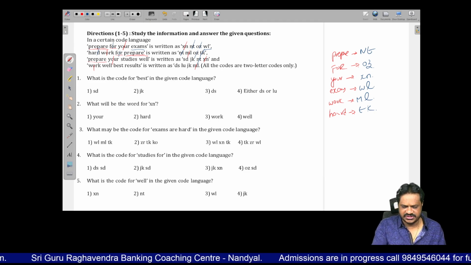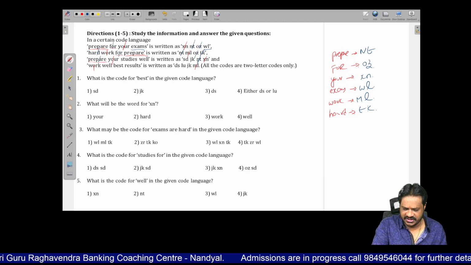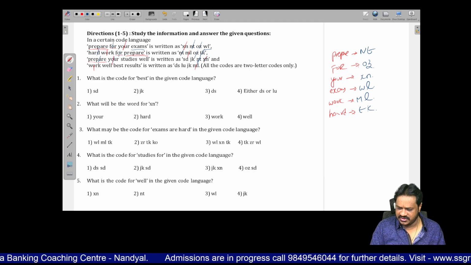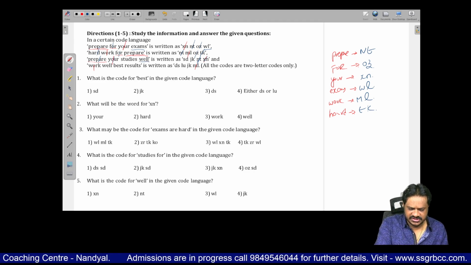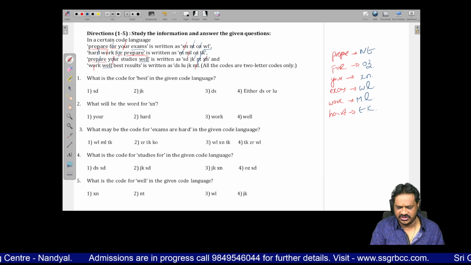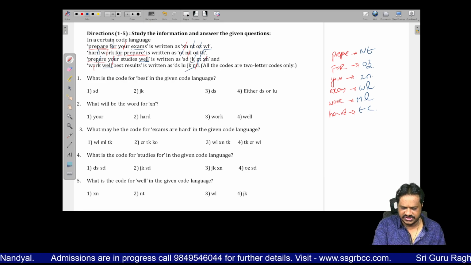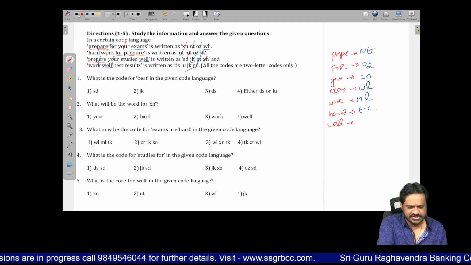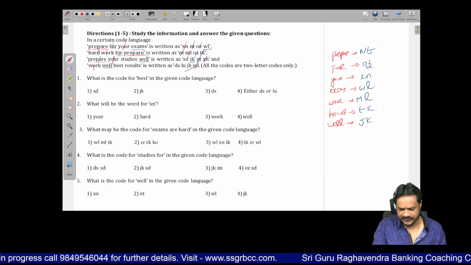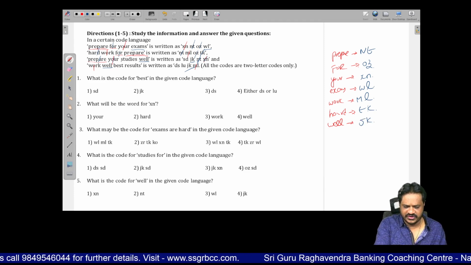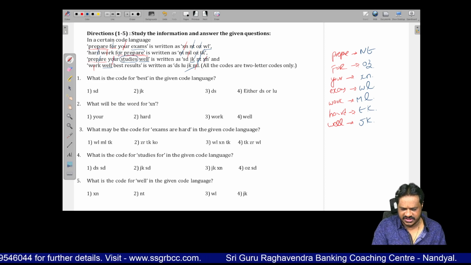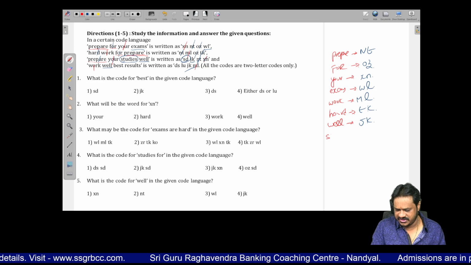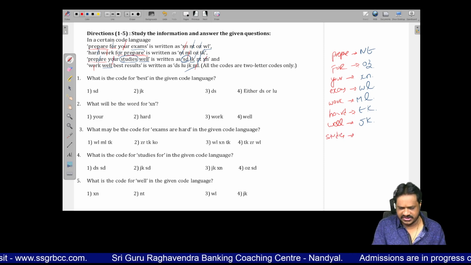Come to the third sentence. Prepare your studies well. So prepare means NT, then your means XN. Then studies well. See, in second, third and fourth you can see the word well. In third and fourth you can see JK. So well code is JK. Then what is the code for studies? The remaining word is studies, and the remaining code is SD. So studies code is SD.